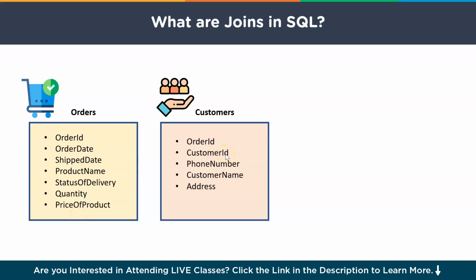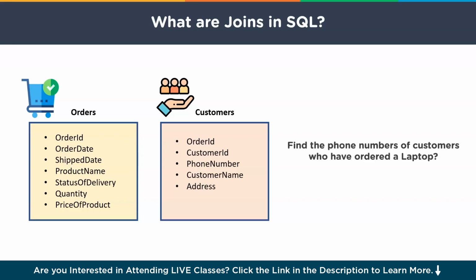Similarly, we have another table called customers, and this customer table has information about the order ID, which is the foreign key here. Then we have the customer ID, which is the primary key for this table. We also have the phone number, customer name and address of the customers.